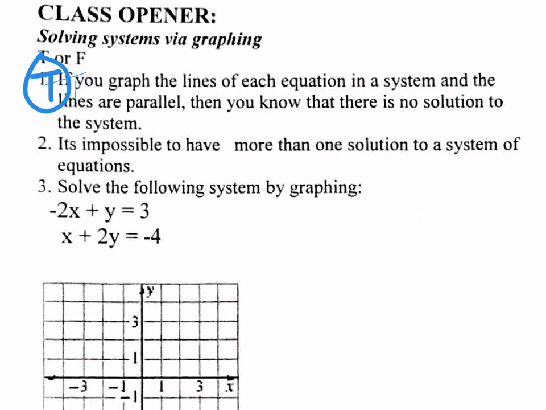Okay, number two, it's impossible to have more than one solution to a system of equations. False, right? It's not impossible. You could have an infinite amount of solutions if you end up with the same line, right? Number three, solve the following system by graphing.